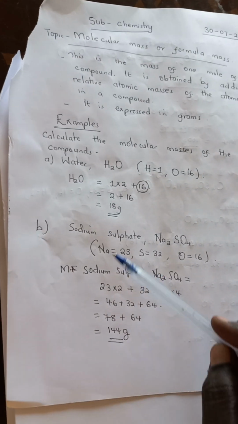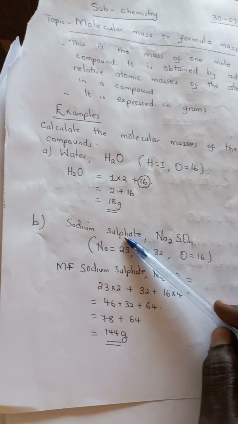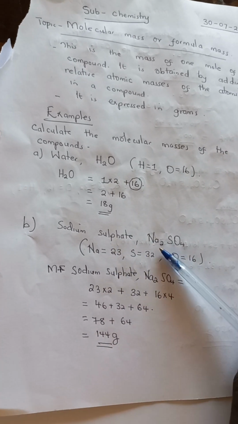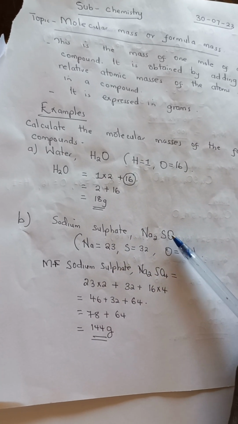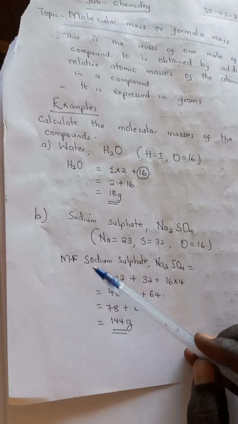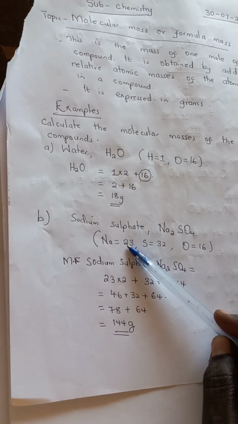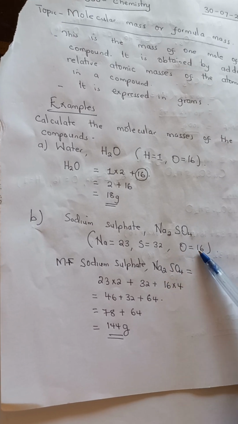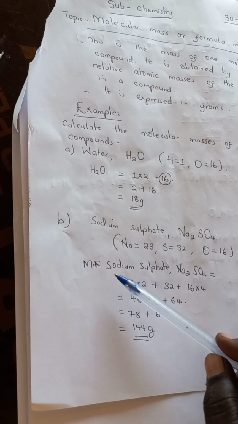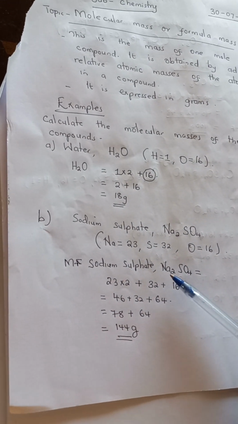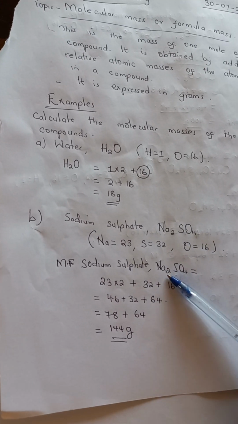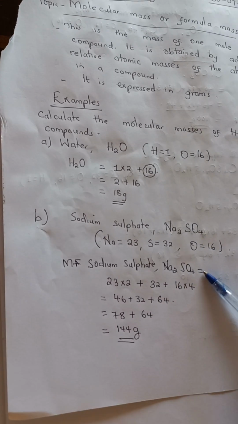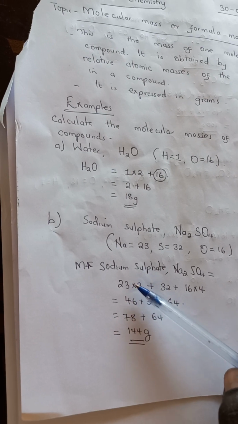The next is going to be sodium sulfate. The correct formula of sodium sulfate is Na2SO4. Sodium has the relative atomic mass 23, sulfur 32, oxygen 16. So the correct formula of sodium sulfate is Na2SO4.